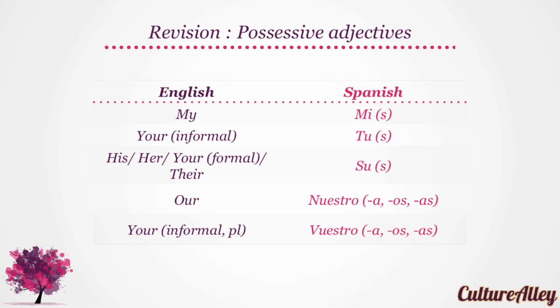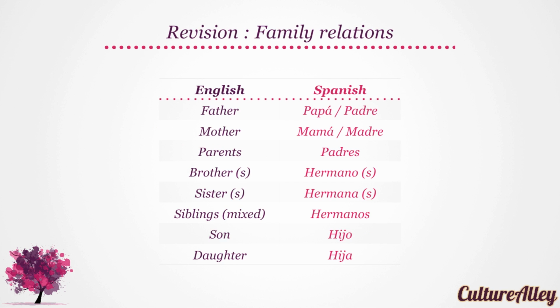Let's revise the possessive adjectives we learned in the last lesson. My translates to mi. Your informal becomes tu. His, her, your formal, or their is su. Our is translated as nuestro. Your informal and plural translates to vuestro. Very good. Let's also revise the family relations we saw in the last lesson.